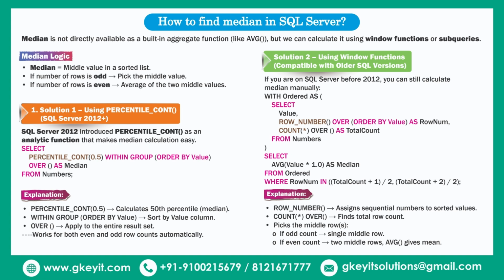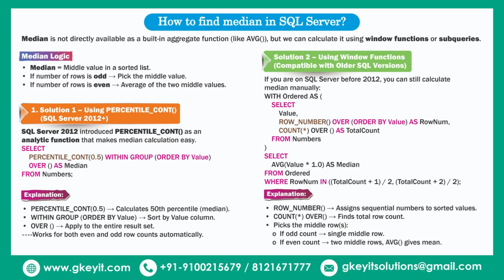Median is not directly available as a built-in aggregate function like average, but we can calculate it using window functions and subqueries. Coming to the median logic, median is equal to the middle value in the sorted list. If the number of rows is odd, it picks the middle value. If the number of rows is even, it takes the average of the two middle values. There are two different solutions for this.